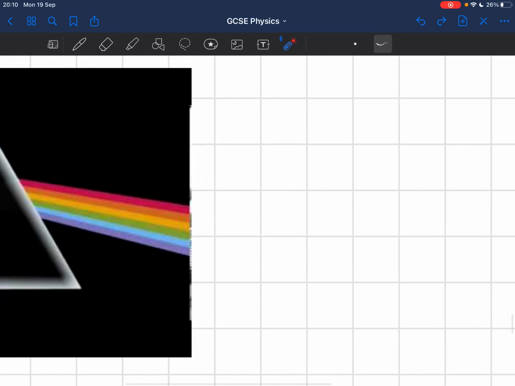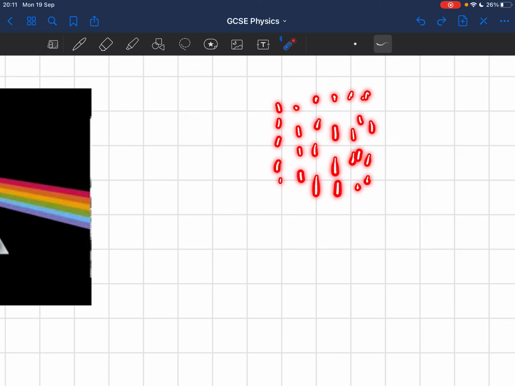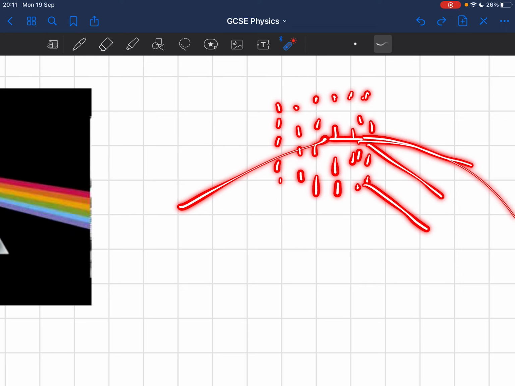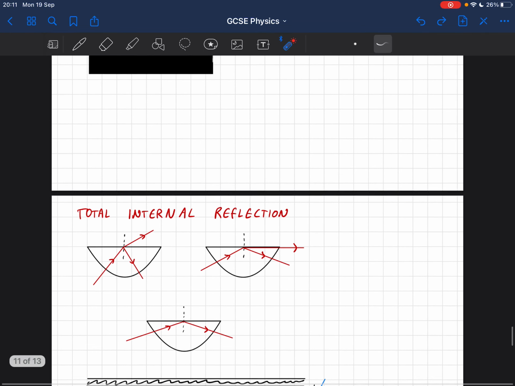So the reason that rainbows happen is if we have a shower of rain and the white sunlight is coming through, that is dispersed into our rainbow. Okay, so that's why rainbows happen, it's just dispersion.